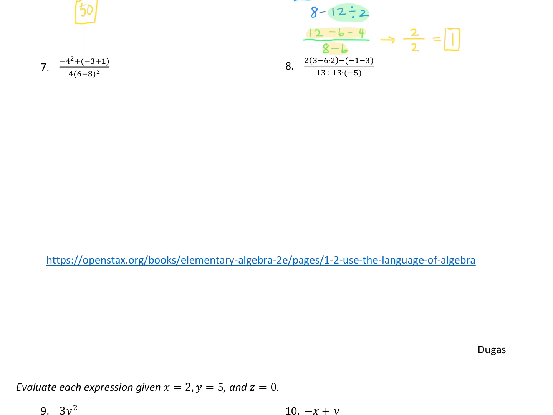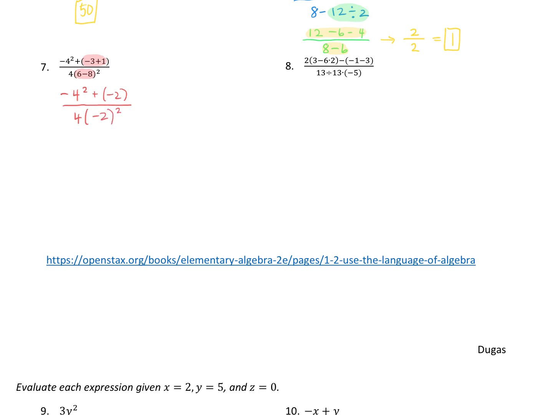Number 7. First, we have to look for what's in parentheses. So in the numerator, we have an operation inside parentheses, addition. And in the denominator, we have something inside parentheses, which is subtraction. So we take care of what's in parentheses first. So negative 4 squared plus negative 3 plus 1 is negative 2, over 4 times 6 minus 8 is negative 2 squared.